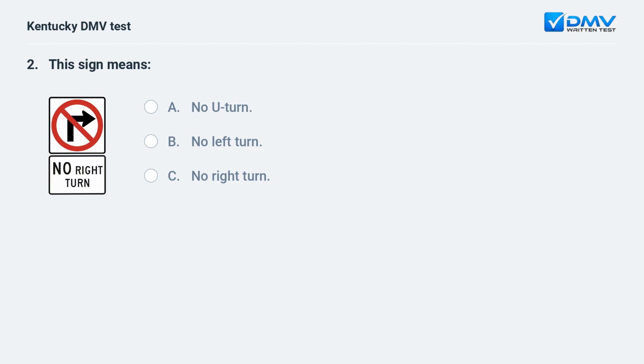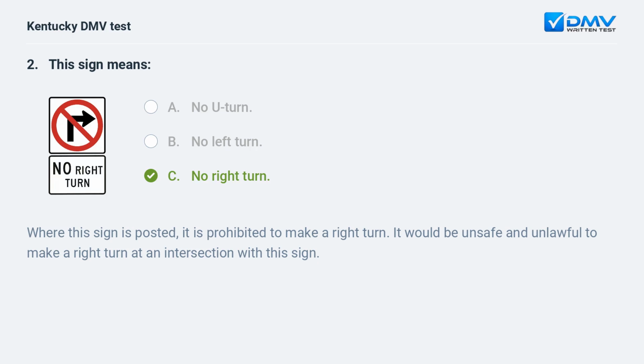This sign means A. No U-turn. B. No left turn. C. No right turn. C. No right turn. Where this sign is posted, it is prohibited to make a right turn. It would be unsafe and unlawful to make a right turn at an intersection with this sign.